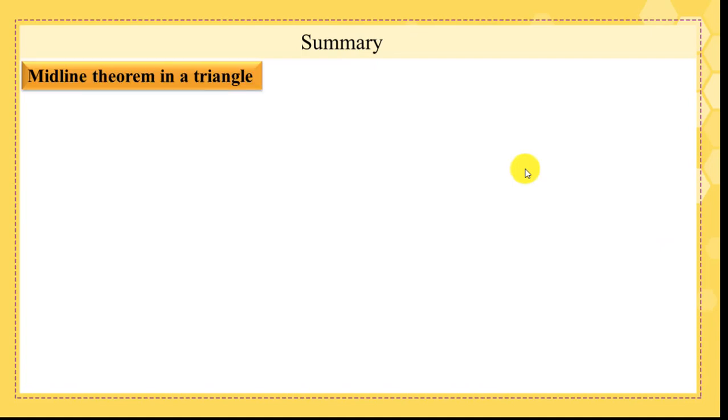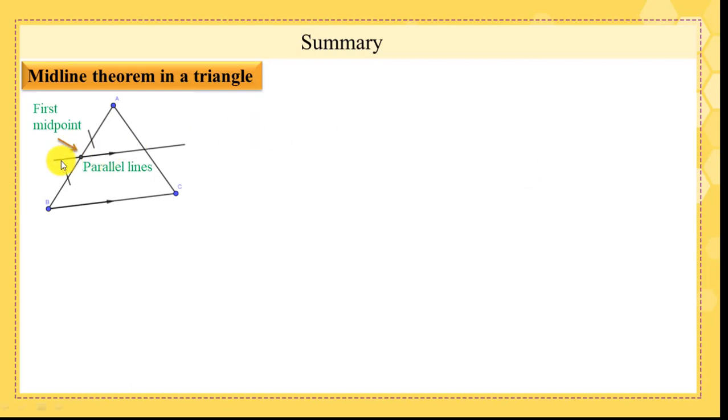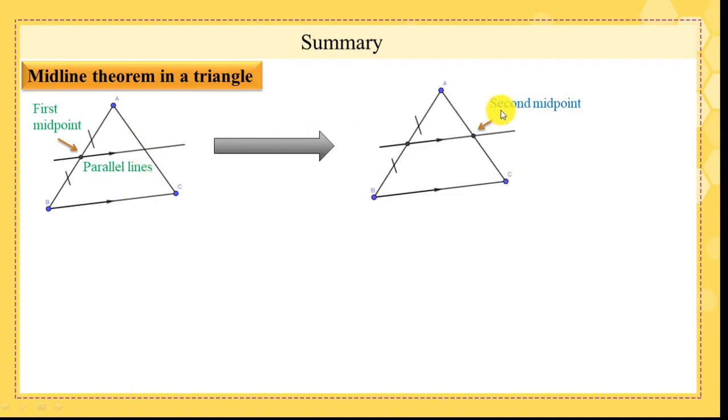Summary. Midline theorem in a triangle. If we have a midpoint and a line passing through this midpoint, which is parallel to the third side, then what do we get? We get the second midpoint. Then the point of intersection of this line with the third side of the triangle is a midpoint of this side.